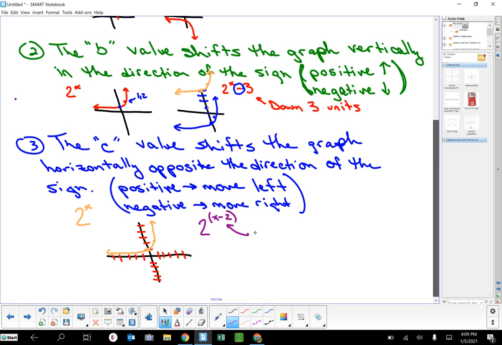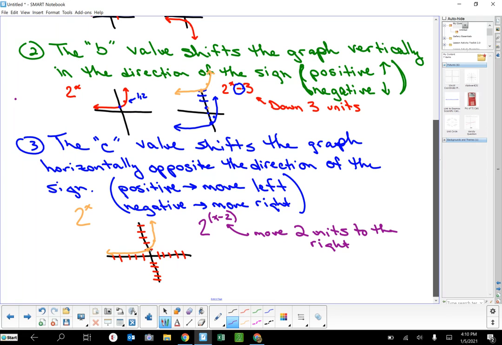So this is going to move 2 units to the right, opposite the direction of the sign. Normally a negative 2 would be moving to the left on a graph. You're going to go the opposite direction.